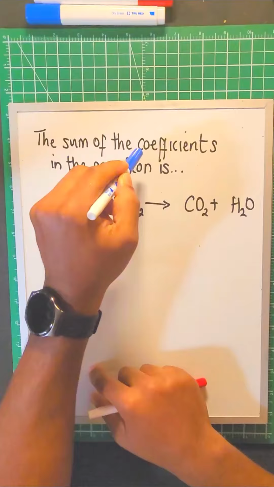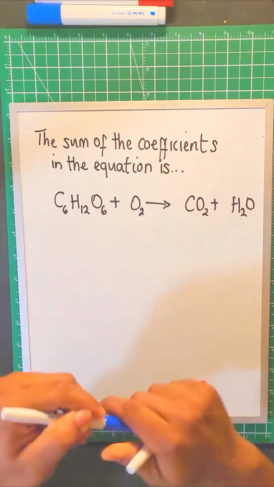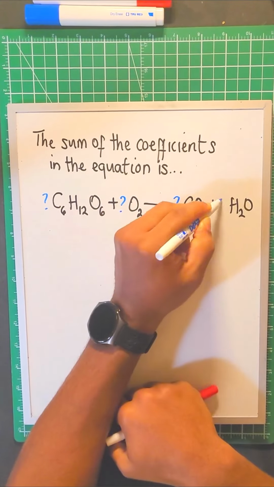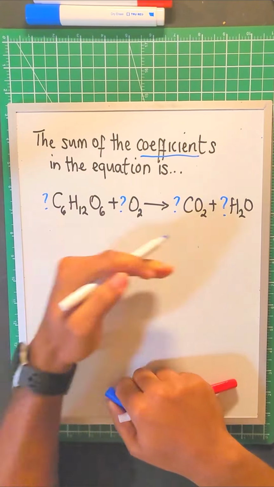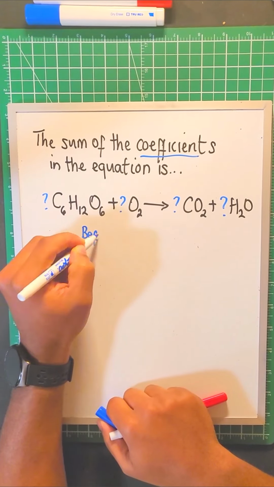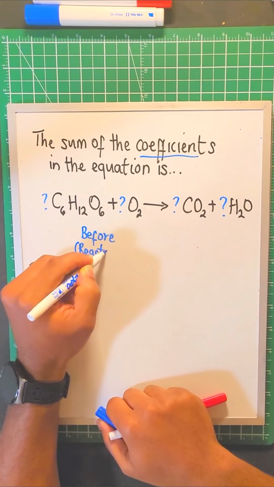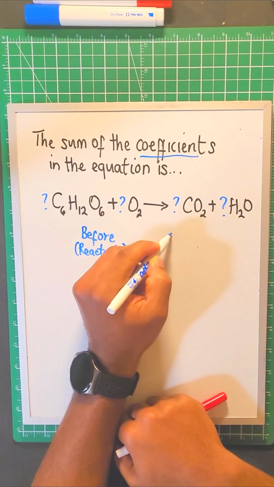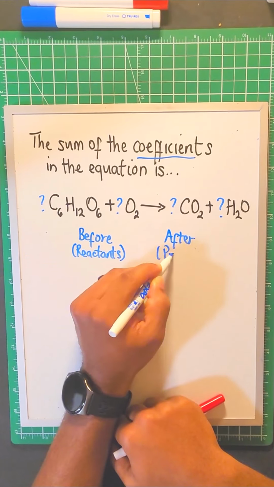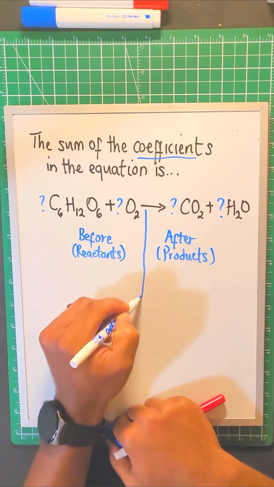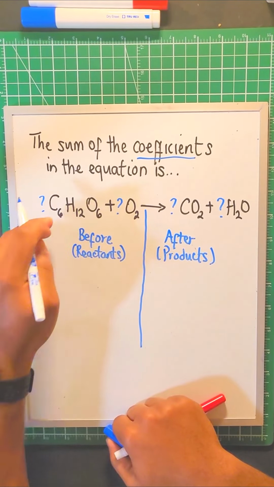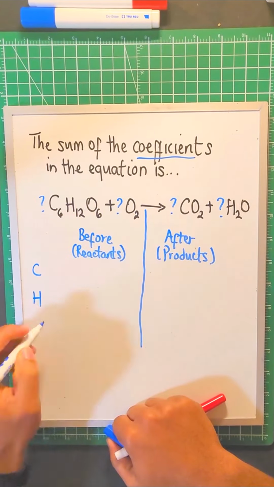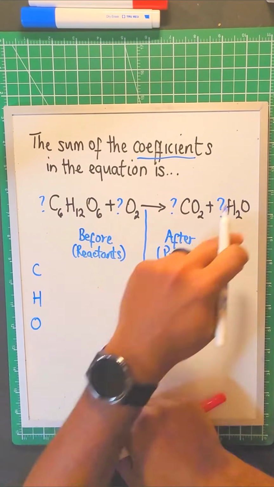The sum of the coefficients in the equation of the combustion of sugar. Here we need to find what the numbers are at the front of each variable. The setup here is in this particular manner. I usually put the before reactant and after in the form of a table, listing the following elements that are in not only the reactants but also the products.